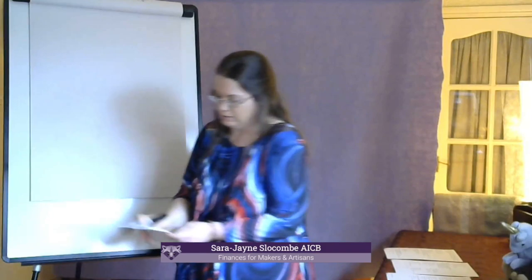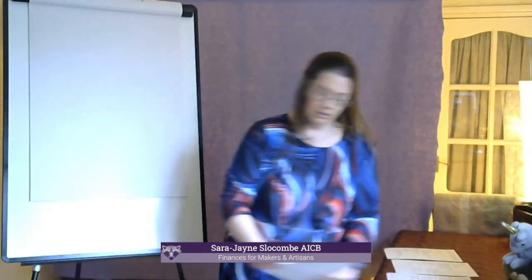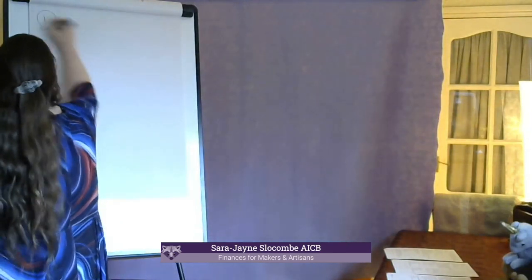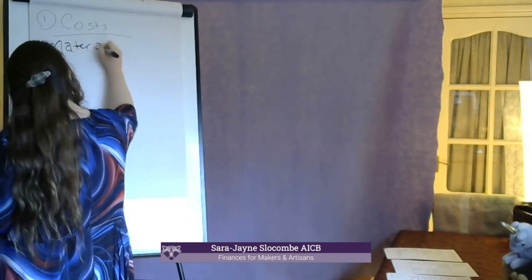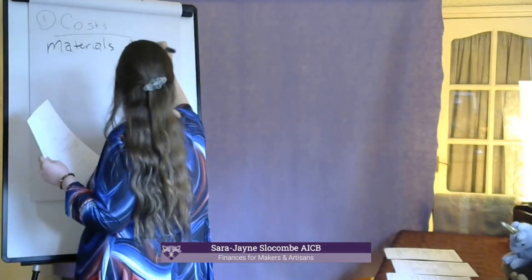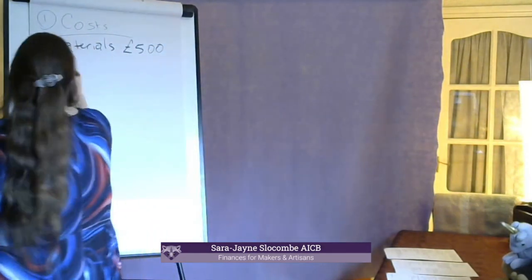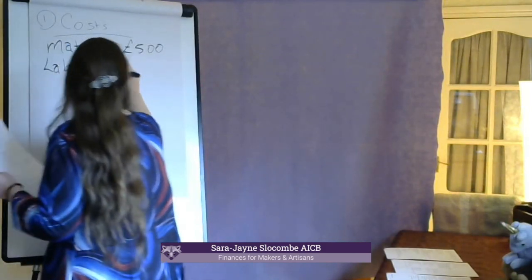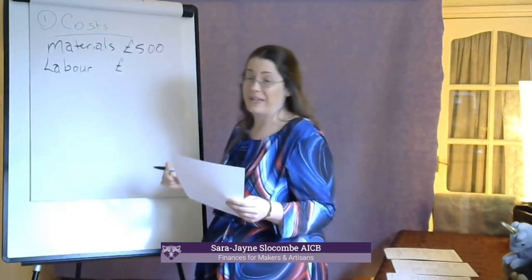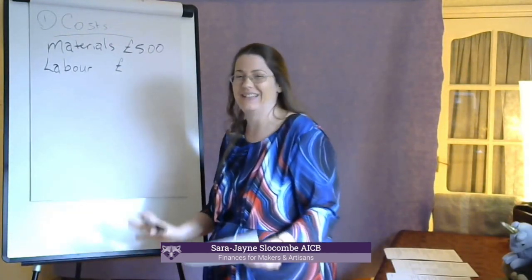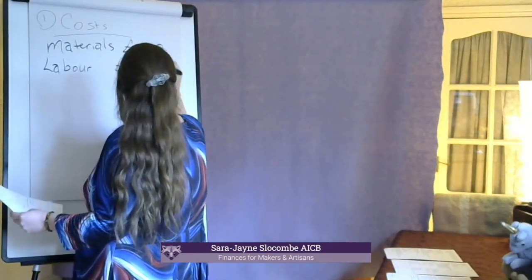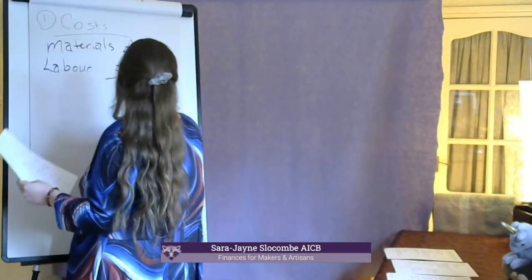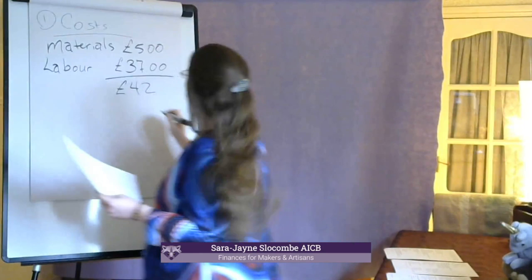Then you need to know how much time each product takes you. So, okay, step one, costs. We've got materials, 5 pounds. Labor. Now we're going to say this jewelry box takes him an hour to make. I think that's wildly too low, personally, but I don't make jewelry boxes, and I've already used that number. So we're just going to call it 37 pounds. That gives us 42.